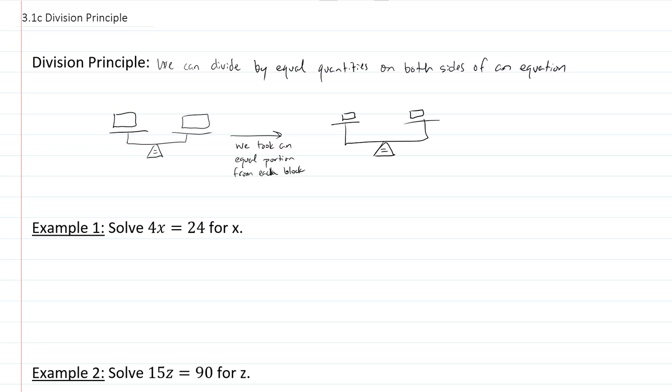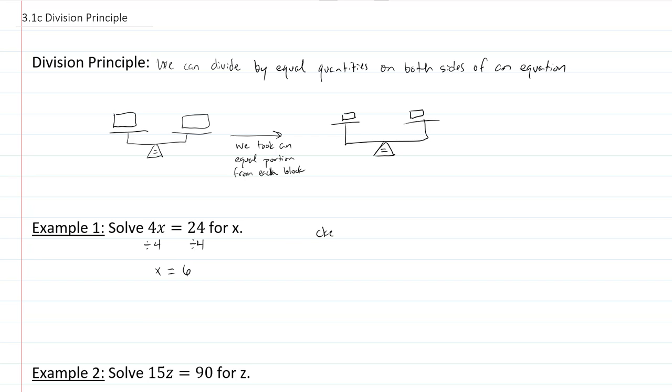If I divide both sides by 4, which is allowed under the division principle, if you notice, 4 divided by 4 is 1. So this will result on the left-hand side in 1x. Well, what is 1 times x, or 1 times anything for that matter? It's just that thing. So this will just get us x by itself. On the other side, 24 divided by 4 is 6. So x equals 6 is a solution to this problem.